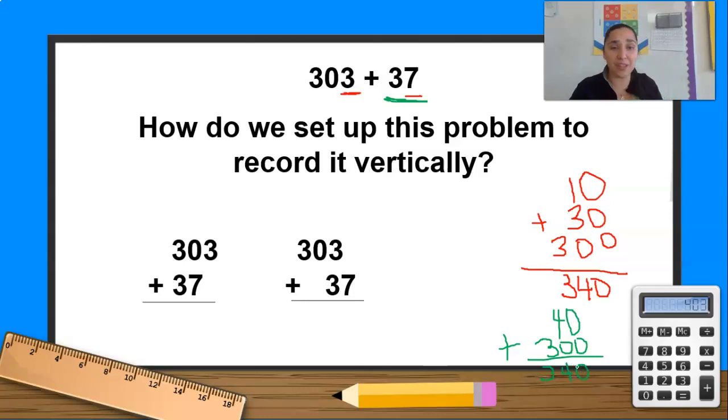Can we check how to solve this problem vertically? Before we do that, how do you set up the problem vertically? Remember, vertically means top to bottom. This is what vertically means. Look, can we solve it like this? If you said no, you're right. Remember? We label the ones place, the tens place, and the hundreds place. Let's look at this one. Can you label it like this?